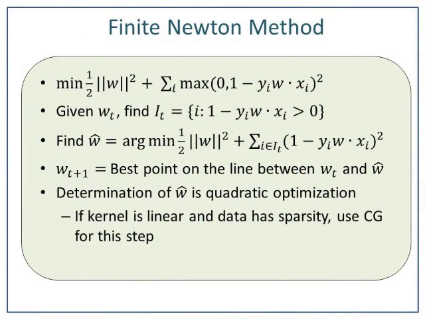Now the third class of methods, the finite Newton method, which is the primal method. You go back to your original primal objective function, which is half norm w squared plus summation over i of max of 0, 1 minus yi w xi, squared. It is a differentiable objective function, but it is sort of quadratic patches. It's a patchy objective function, and therefore you can't simply directly use a quadratic optimizer on it.